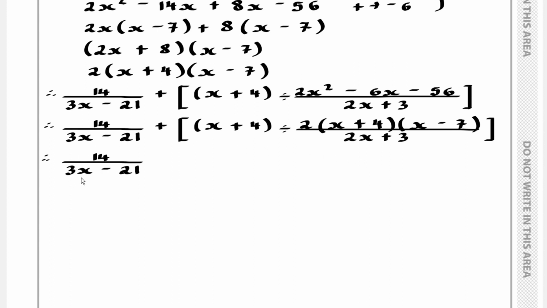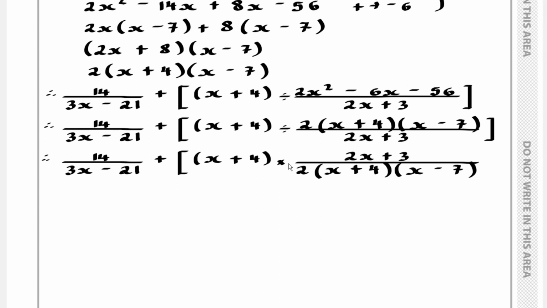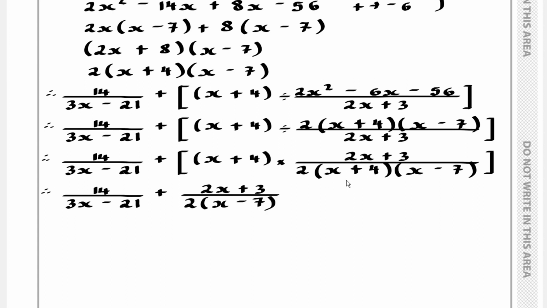I've got the 14 over 3x subtract 21 and I add on to this. Now here I've got the x plus 4, and because I'm dividing by a fraction I need to multiply by the reciprocal. So I have x plus 4 multiplied by 2x plus 3 over 2 lots of x plus 4 lots of x subtract 7. And if I attempt to simplify this, I still have the 14 over 3x subtract 21 and I add on to this. Well, the x plus 4 and this x plus 4 simplify to 1, so I've got 2x plus 3 over 2 lots of x subtract 7.